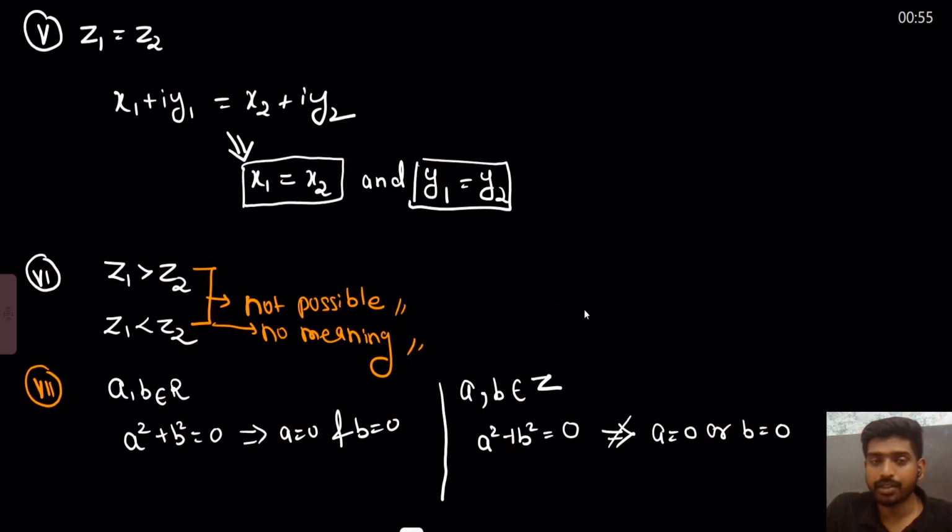Next we have seen equality of complex numbers. Two complex numbers are equal when their real parts are equal and imaginary parts are also equal. Next, there is no meaning of inequality in complex numbers. Next, we have seen this property: if A and B belong to the complex numbers and A square plus B square is 0, that does not imply that A is 0 and B is 0.